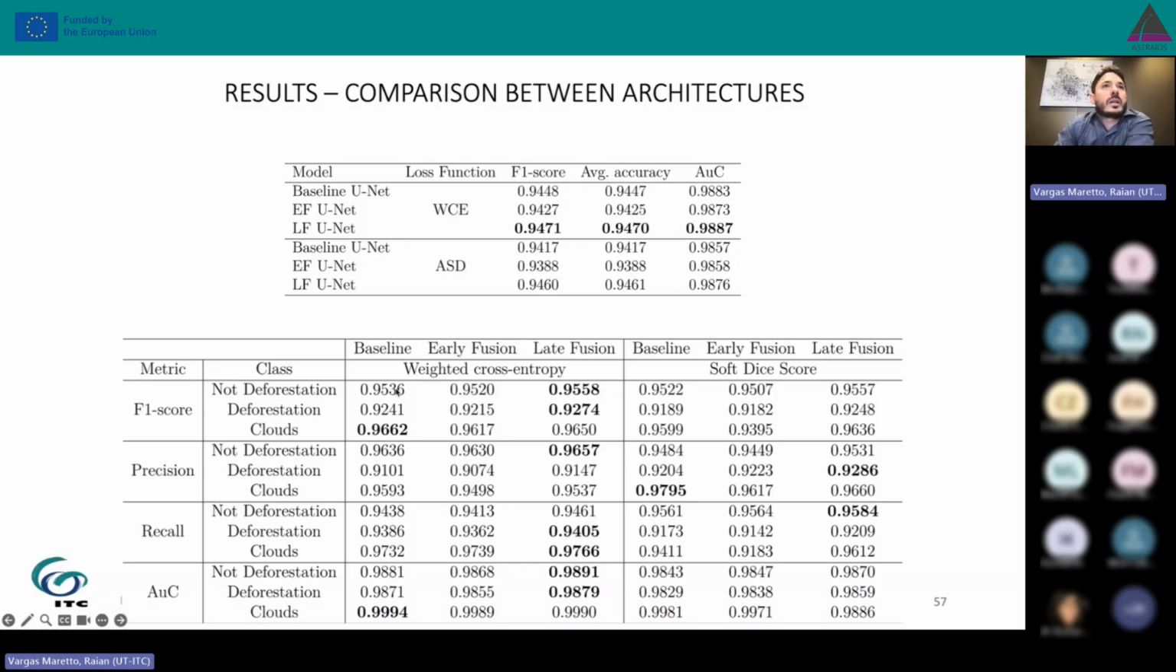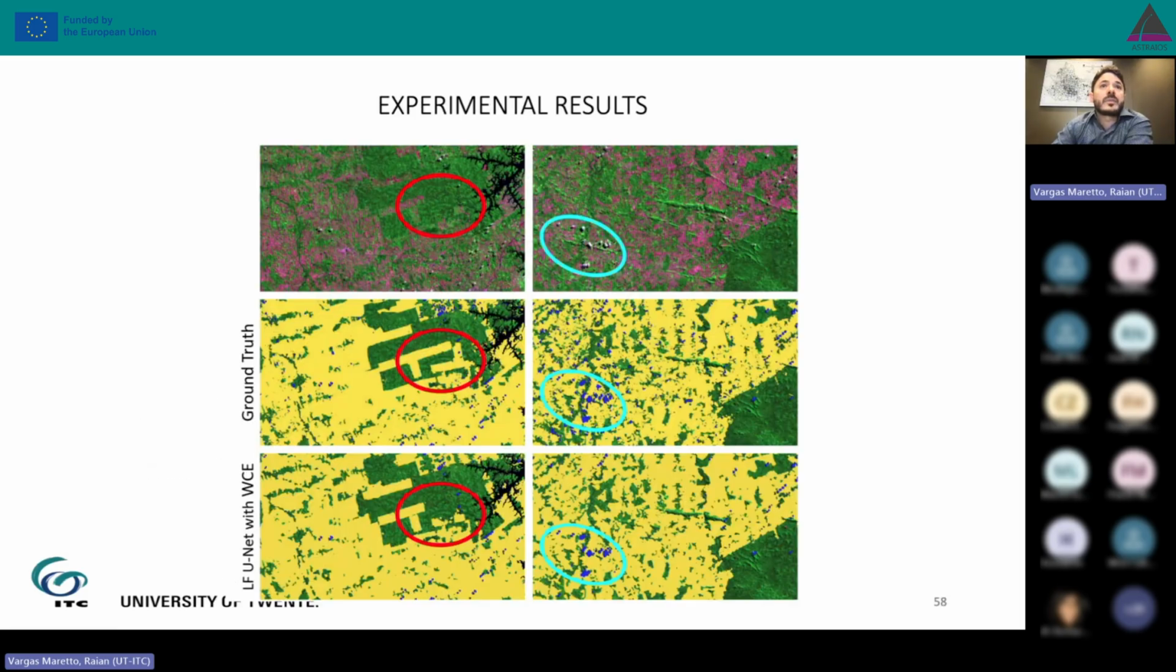And also, when you look here to the accuracies in the deforestation itself, we could see that we also managed to reach something close to 95, 94% for that smaller area.